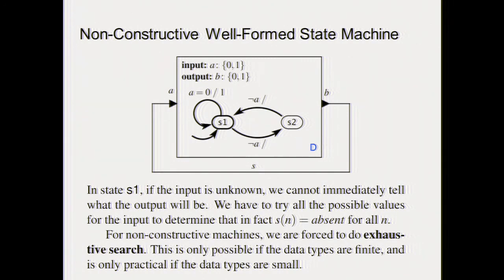So for this situation where the constructive machine procedure doesn't work, the only way to do it is to look at all possible combinations of inputs and see what happens. Right? So it's an exhaustive search to build the composed machine.